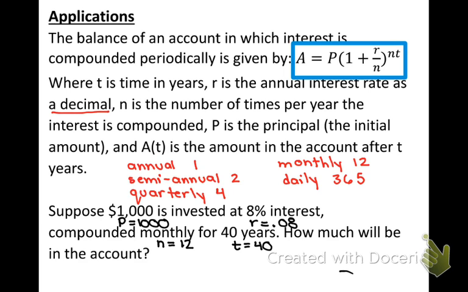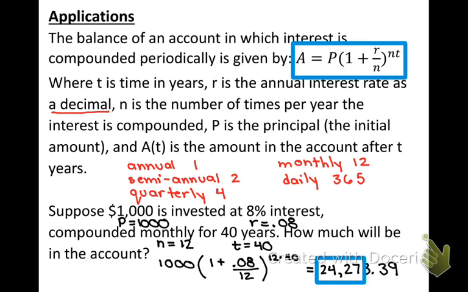All right, how much will be in the account? We essentially, at this point, got to plug and chug. We're going to have 1,000, use those parentheses, (1 plus 0.08 over 12), all to the 12 times 40. Be careful entering this in your calculator. Make sure you're using parentheses where appropriate. Once you enter this in, you will need your calculator to do this calculation. You should get $24,273.39. If you're somebody that did not come up with that same number, double check it, try it again in your calculator. But again, if you still have trouble, let me know.